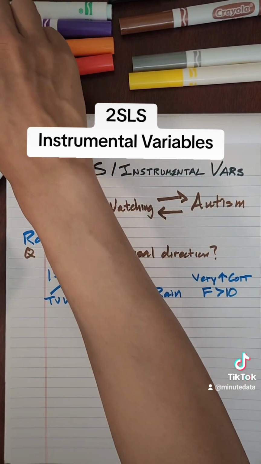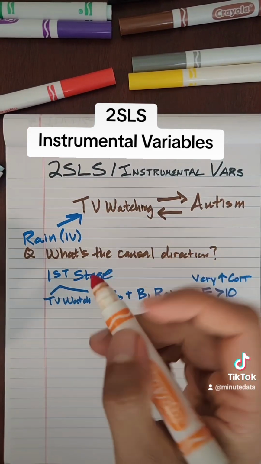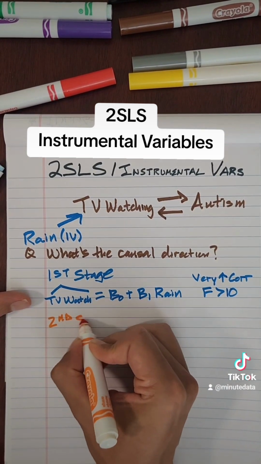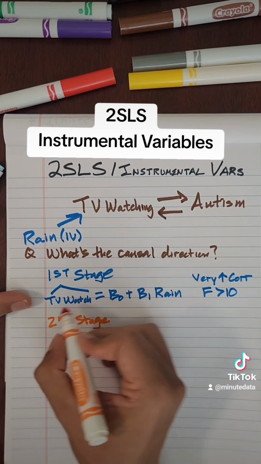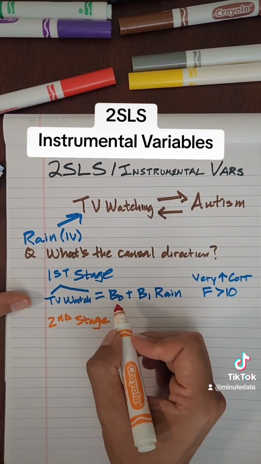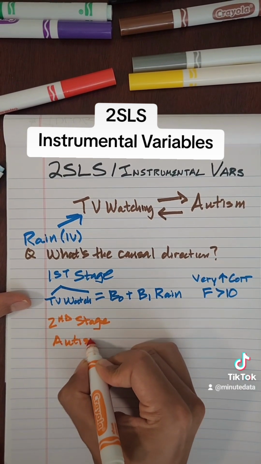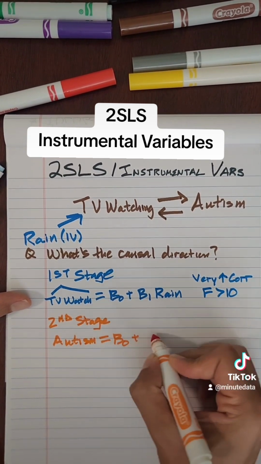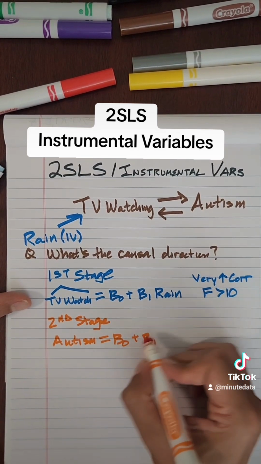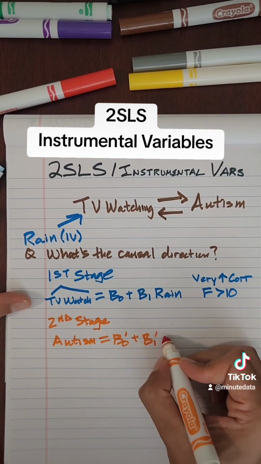Now, what's the second stage? The second stage is using this predicted value to model autism. So now we have autism is equal to, let's call it beta 1.